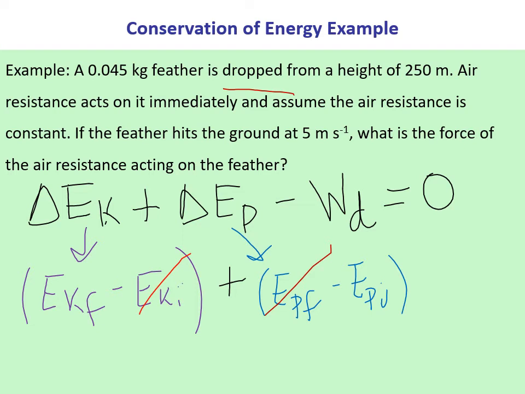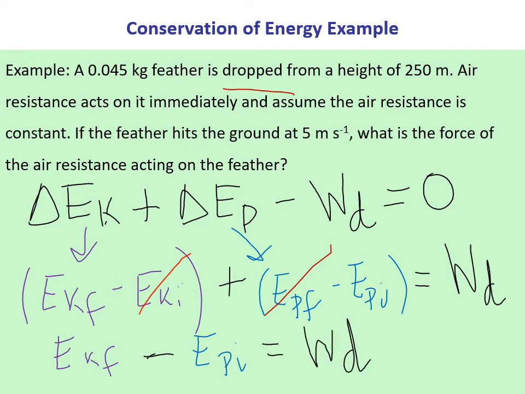And then minus the work done by drag, or by air resistance, I'm just going to add that to the other side of the equation, and I'll set this all equal to the work done by air resistance, or the work done by the drag force. So I'm left with EK final minus EP initial. All of that equals the work done by air resistance.